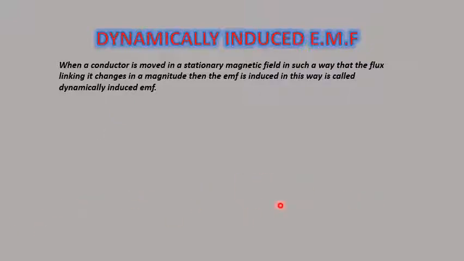In dynamically induced EMF, there is a stationary magnetic field and the conductor is moving around that magnetic field in such a way that the flux linkage changes in magnitude. The EMF induced in this way is called dynamically induced EMF. For dynamically induced EMF, an example is the generator. In a generator, there is a moving coil in the presence of a stationary magnetic field.